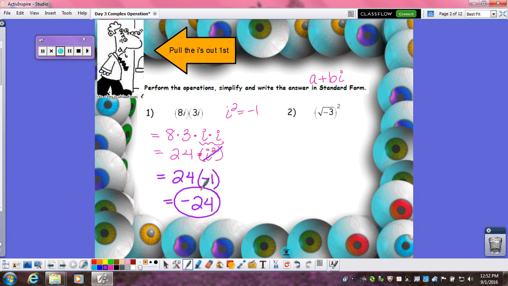For number 2, we have a square root that is squared. When we have that, these are called inverses. We will get more into that later in the year, but essentially they cancel each other out. So we are left with -3. You can also look at it by writing your square root of -3 twice. Since they are the same on the inside, you keep what's on the inside.